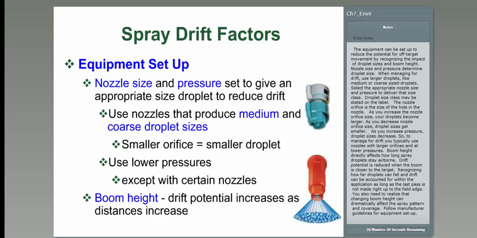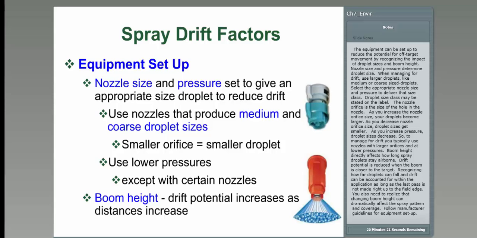The equipment can be set up to reduce the potential for off-target movement by recognizing the impact of droplet sizes and boom height. Nozzle size and pressure determine droplet size. When managing for drift, use larger droplets, like medium or coarse-sized droplets. Select the appropriate nozzle size and pressure to deliver that size class. Droplet size class may be stated on the label.